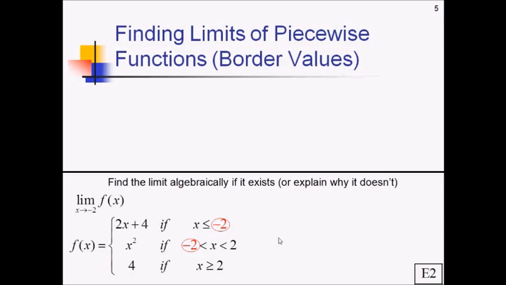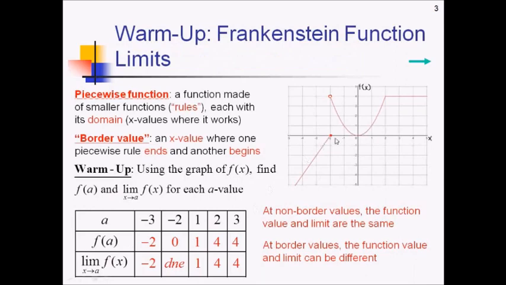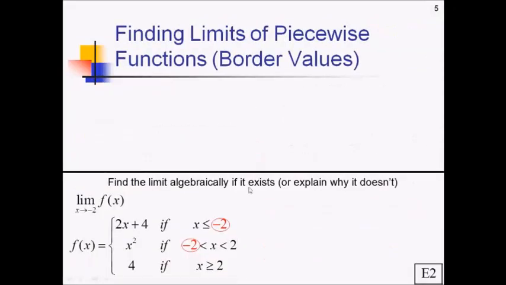We saw in our warm-up that function values and limit values can be different at these border values in piecewise functions. And again, let me just go back and show you the picture. Function value and the limit didn't even exist at that particular time. So we need to be really careful with these border values. We have a special process for two-sided limits at border values. It's really the same process we've always been using, but we're going to do it algebraically. It's just the whole find the left and the right limit and compare them idea.